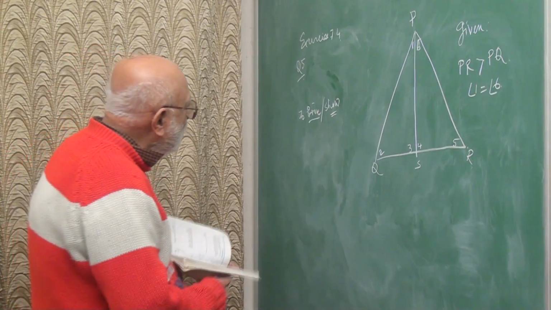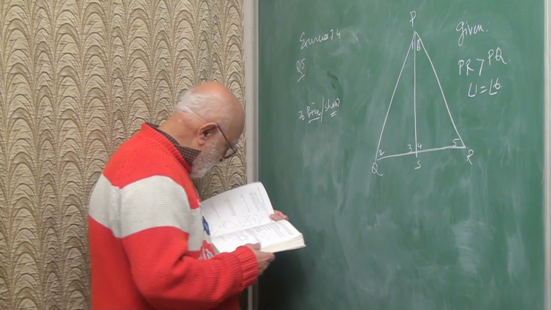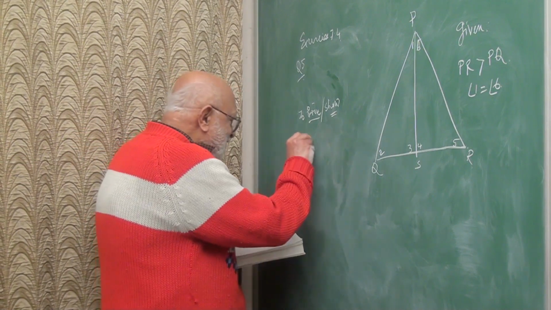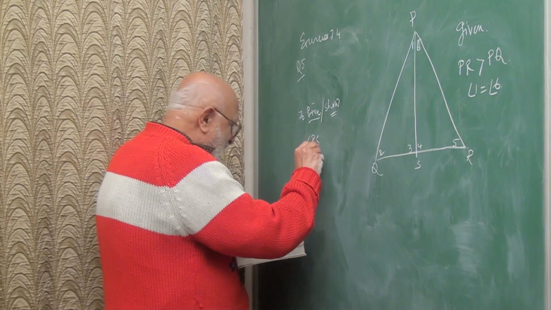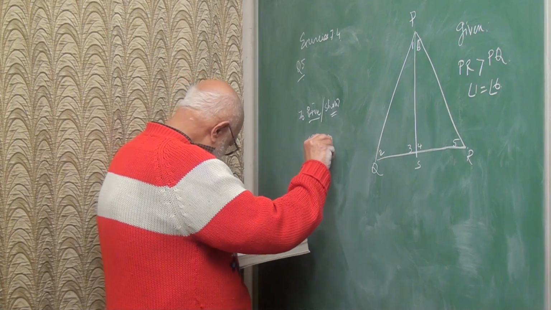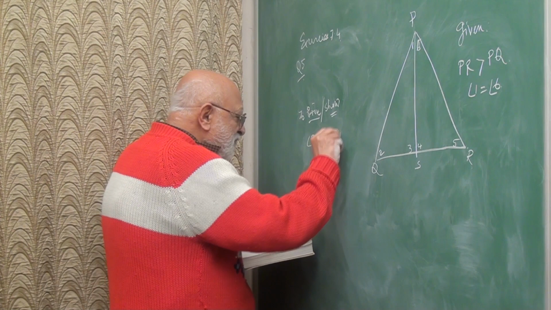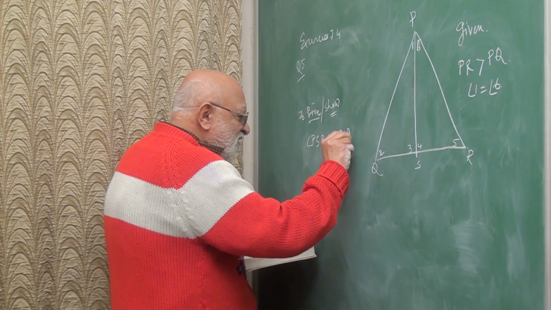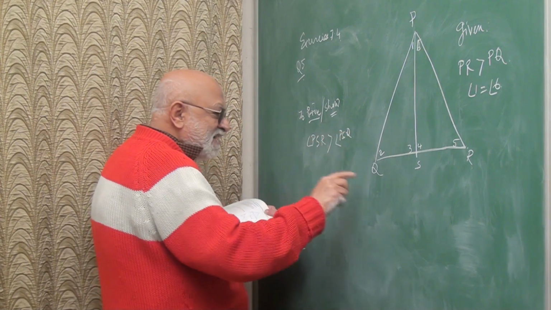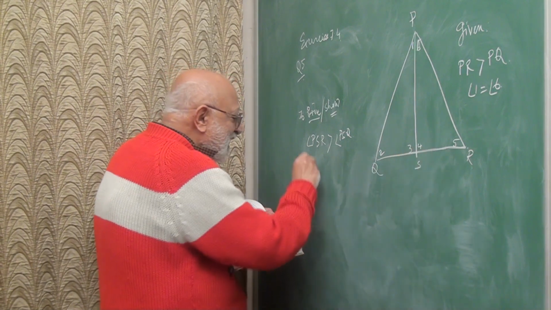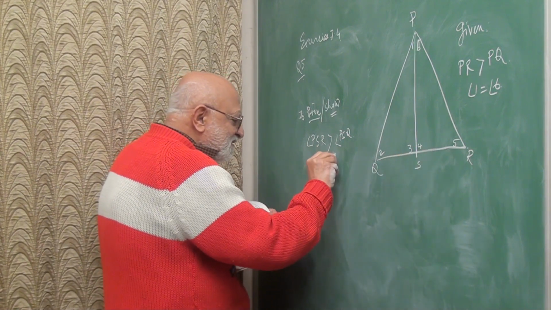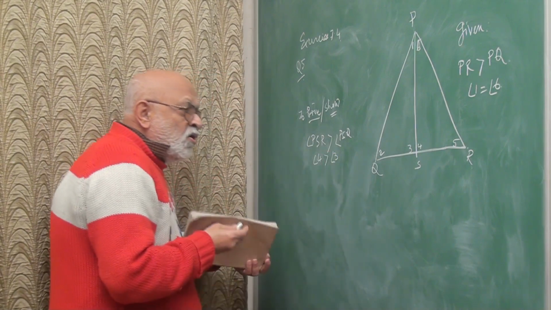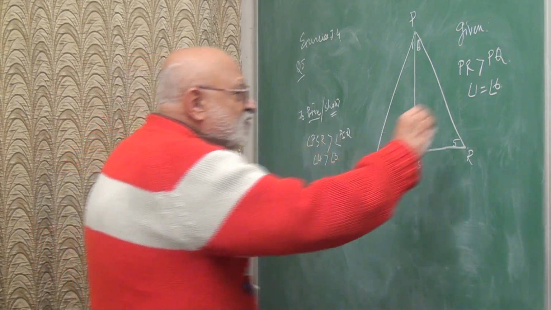To prove or to show that angle PSR is greater than angle PSQ, which is indicated. PSR means angle 4 should be greater than angle 3. Okay, now we will start from here.